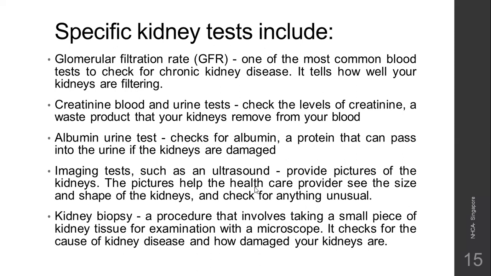An albumin urine test is the protein urine test, okay? To check if your urine has protein or not. Check for albumin, a protein that can pass into the urine if the kidneys are damaged. A healthy functioning kidney will not allow the albumin to pass through it and go into the urine. But if it is a damaged kidney, protein may be there in the urine. So that is proteinuria. If you have albumin in the urine, it means you're suffering from proteinuria.